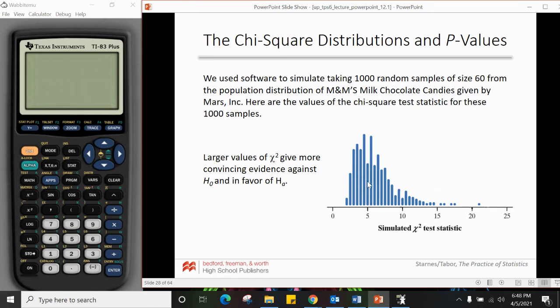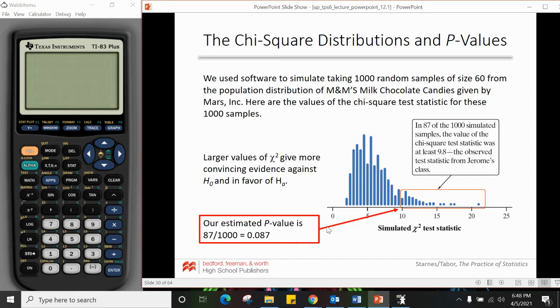If I got some number here, well, by chance, that means it could have been anything in here. So it's pretty likely to happen. So the larger my chi-squared is, the more evidence against H0 and in favor of HA. The larger the chi-square value is, the less likely it's going to occur because I'm going to be way out in this right tail.